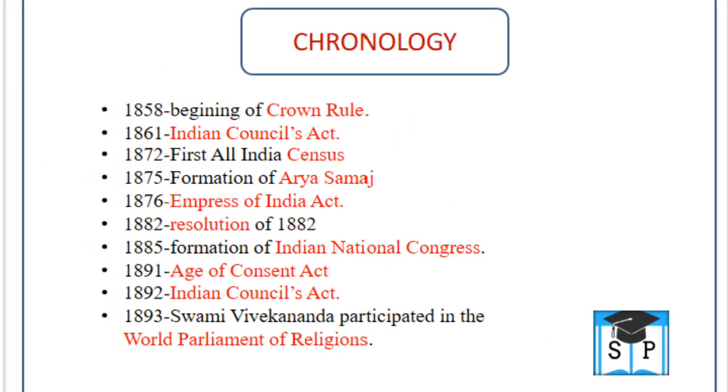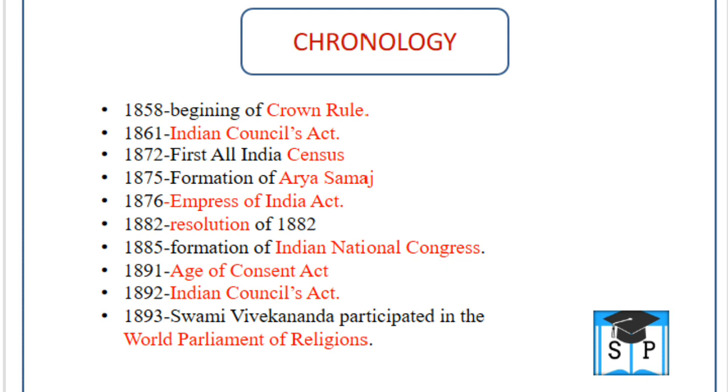Before having a look at the acts, let's discuss the chronology. It is very important from the point of view of any competitive exam. In previous UGC NET examinations, many of the questions were from the national movements in addition to the constitutional developments. Therefore, the chronology. 1858 Beginning of Crown Rule. 1861 Indian Councils Act. 1872 First All India Census.